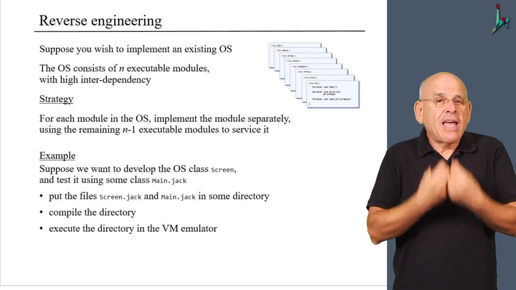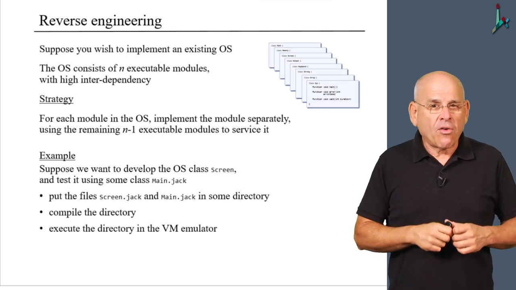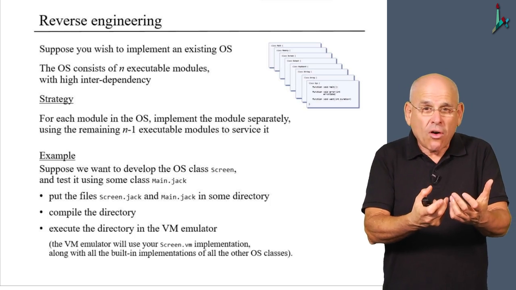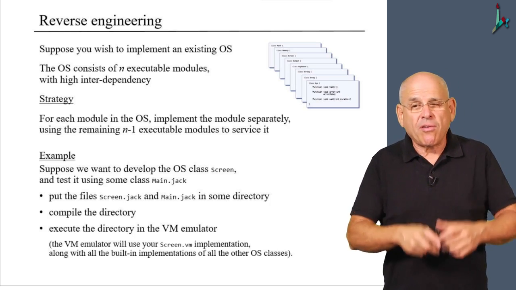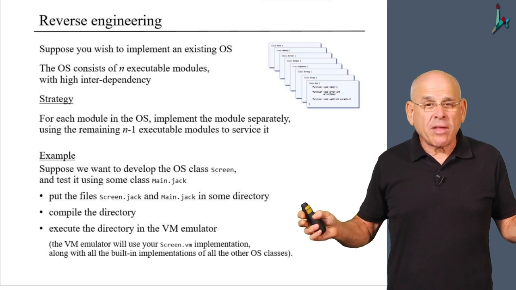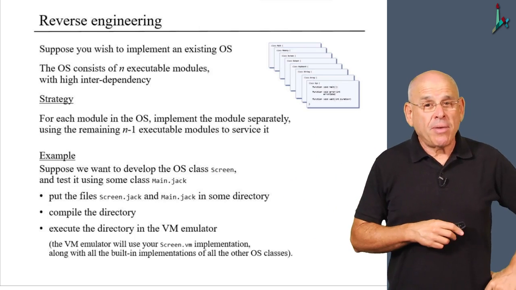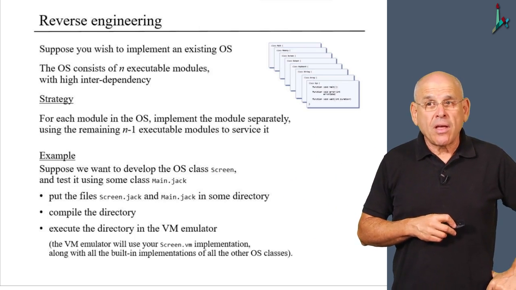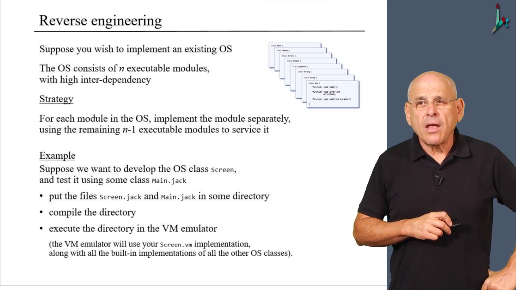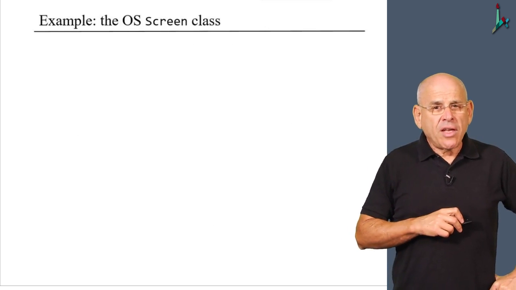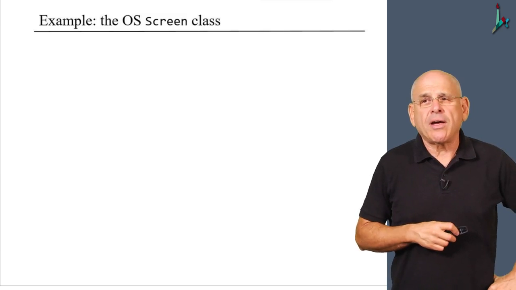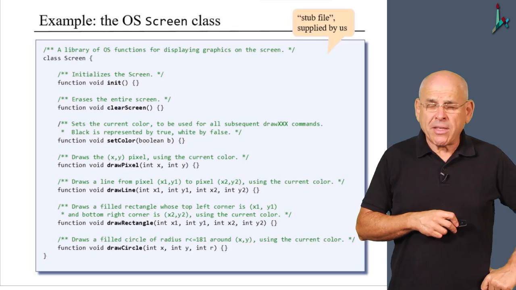So what you get is exactly the ideal setting for reverse engineering. Now, the VM emulator will first of all execute your code, including your own implementations of the OS subroutines, and all the other OS subroutines which may be called in the process will be serviced using the built-in OS version. So that's how we're going to do it for every class in the OS. So let's go on and continue with this example of the screen class, because it will serve as an example of how to do all the other classes in the operating system.